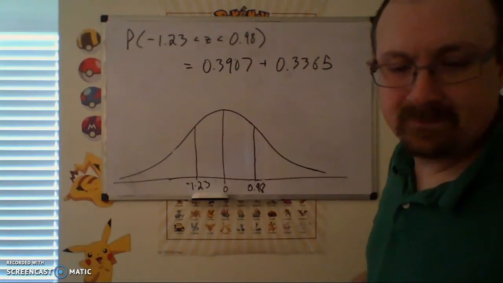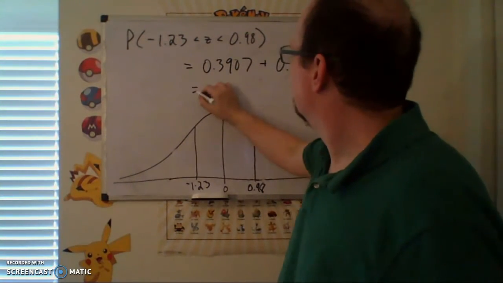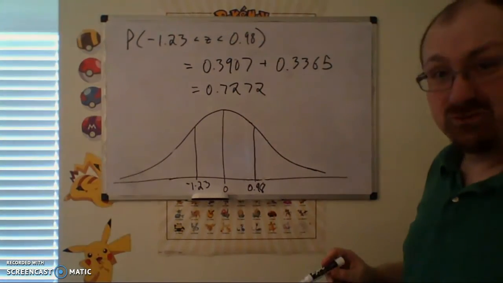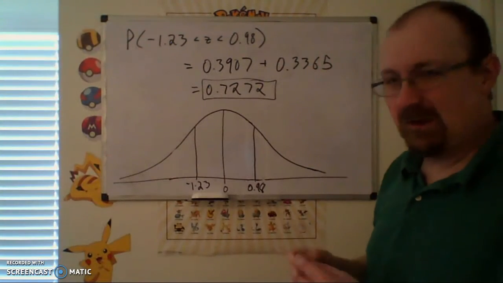All right. So now I can add those two together, and in a weird bit of symmetry, that works out to be 0.7272. Okay, so now I've got two more examples I want to take a look at here.